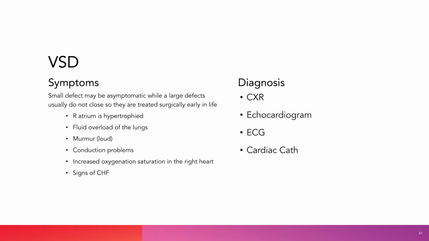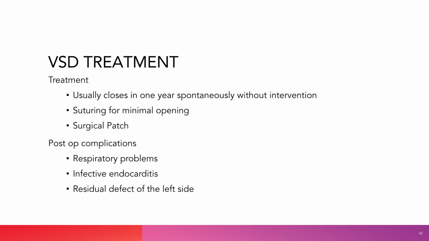The ventricular septal defect, or VSD, is an opening between the ventricles that can cause conduction problems. Blood flows from the left ventricle, mixing with unoxygenated blood in the right ventricle, leading to hypertrophy and pulmonary congestion. Symptoms of VSD may be absent with a small defect, but large defects lead to right atrial hypertrophy, fluid overload of the lungs, a loud murmur, and signs of congestive heart failure. Diagnosis is made through CXR, echocardiogram, ECG, and cardiac catheterization.